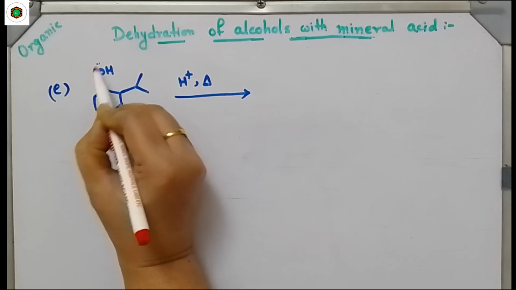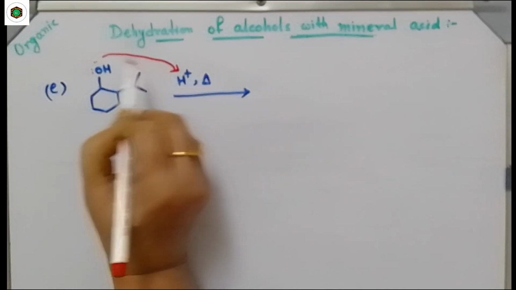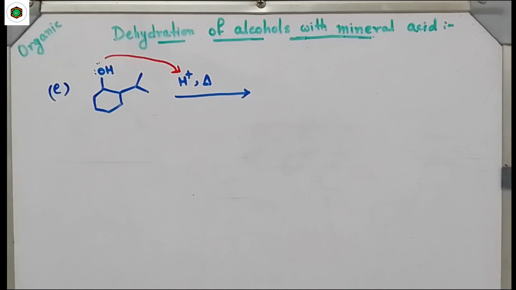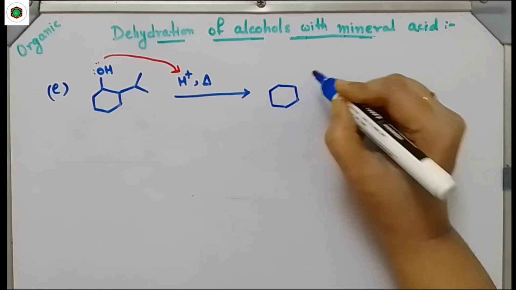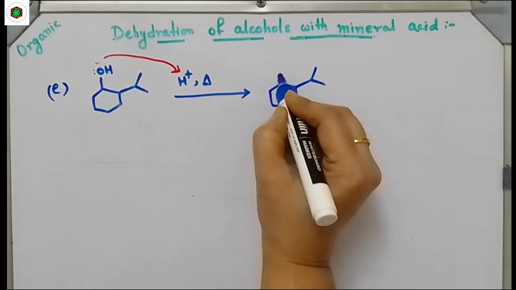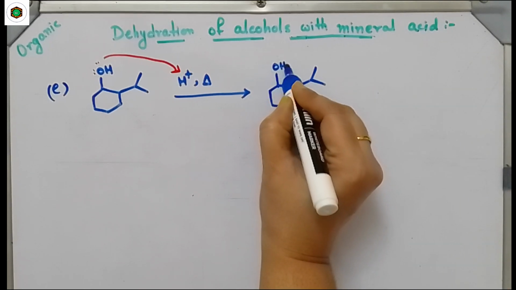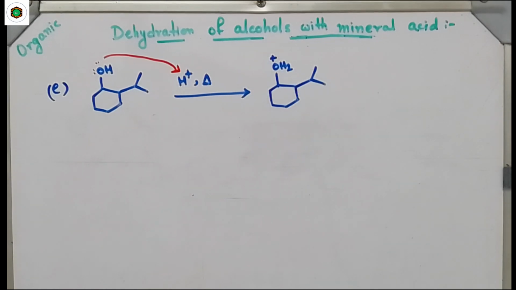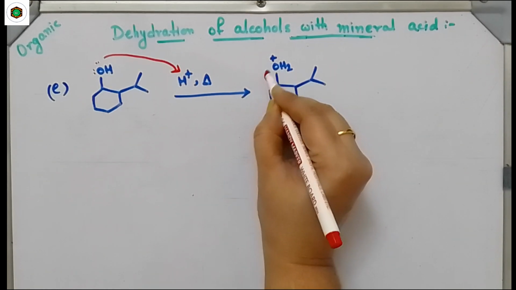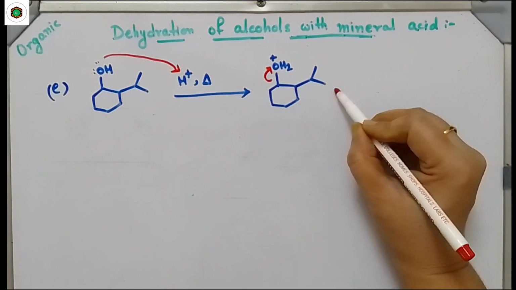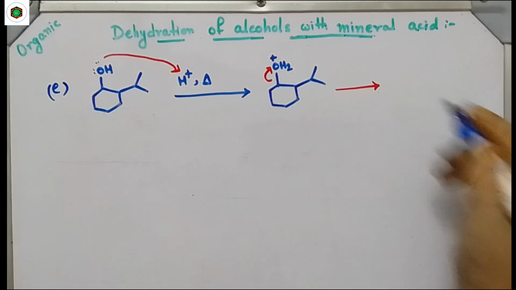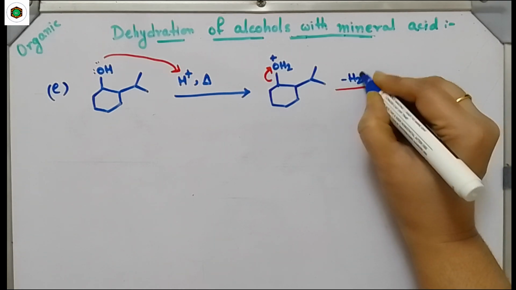Now next example, you are having this alcohol, on the arrow H plus, heat is written. What you have to do? That lone pair will be donated to H plus, you will get protonated alcohol. Then what you have to do? You have to remove this water to neutralize the positive charge here. What you will get? On the arrow you can write minus water.